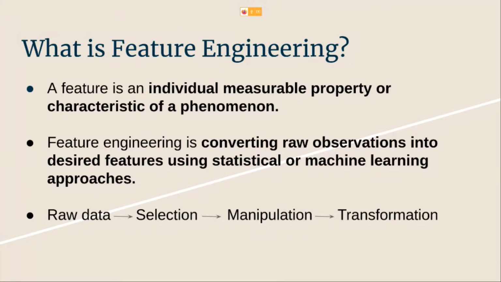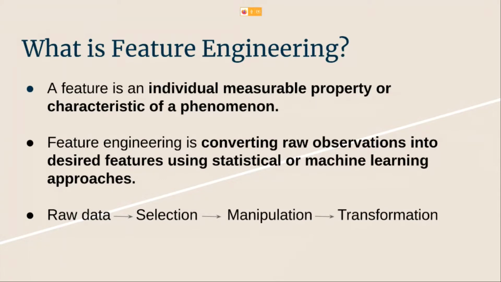There are a few steps: selection, followed by manipulation and transformation. Selection is basically this: if you have a lot of features, you don't need to use all of them. There are features which will be highly correlated. For those features you can discard a few and keep some, or maybe you can combine a few highly correlated features and get a new feature out of it. That is what selection is.